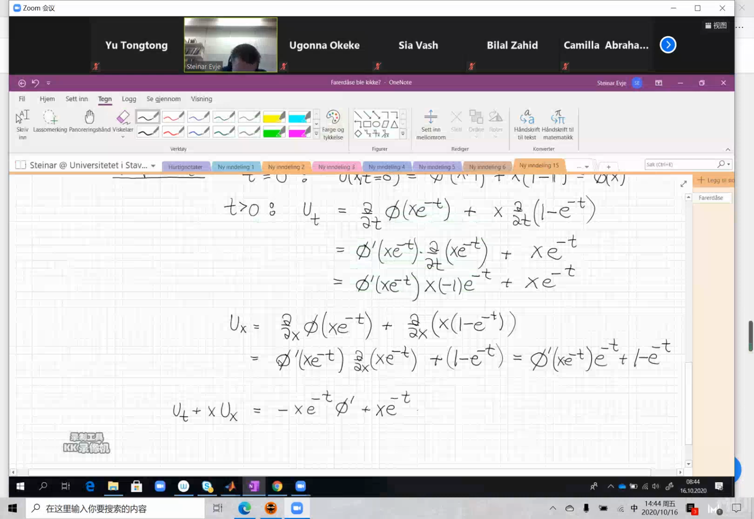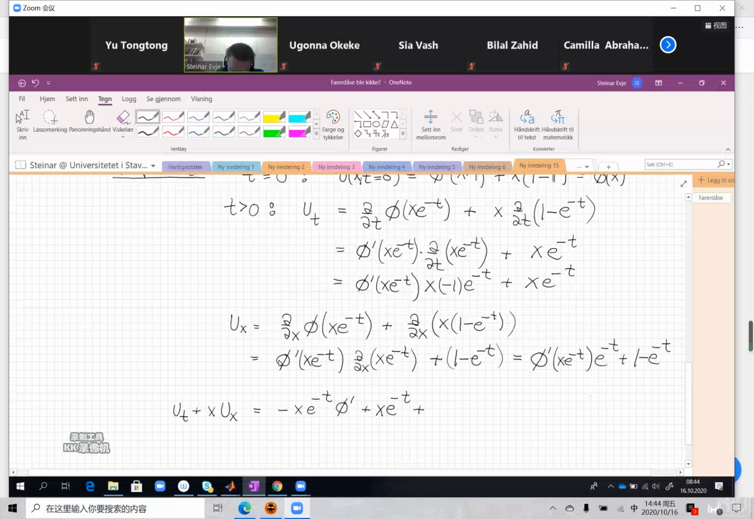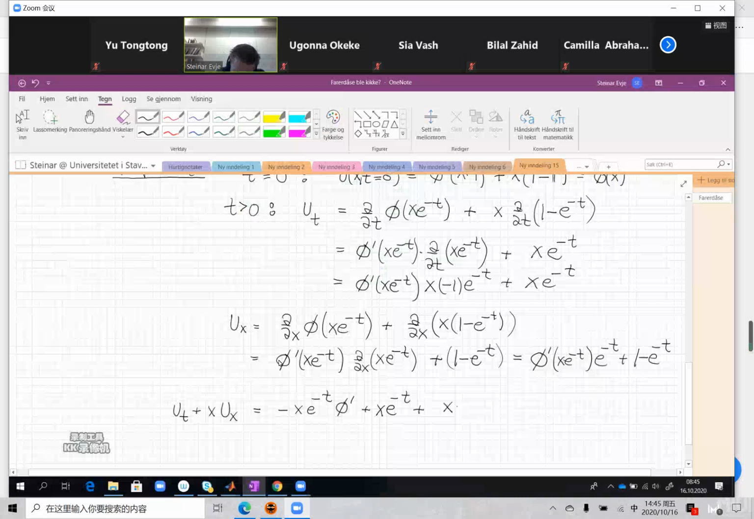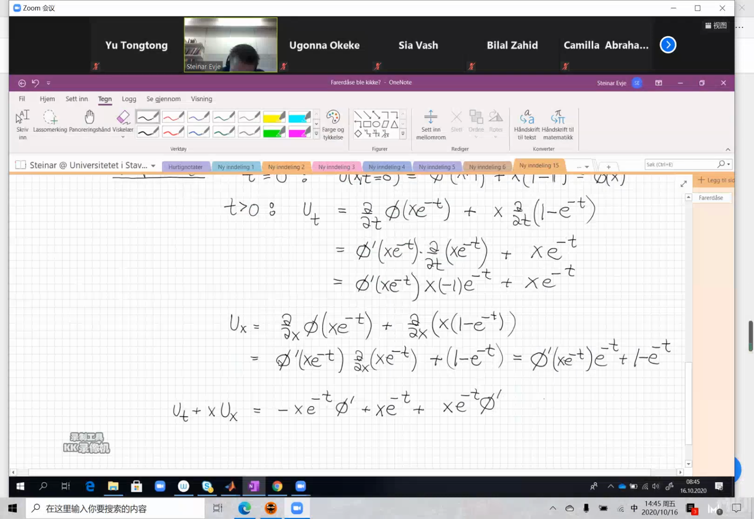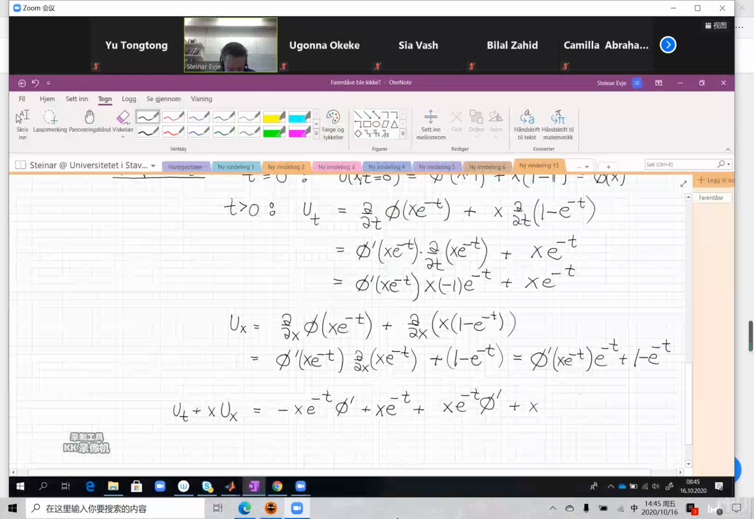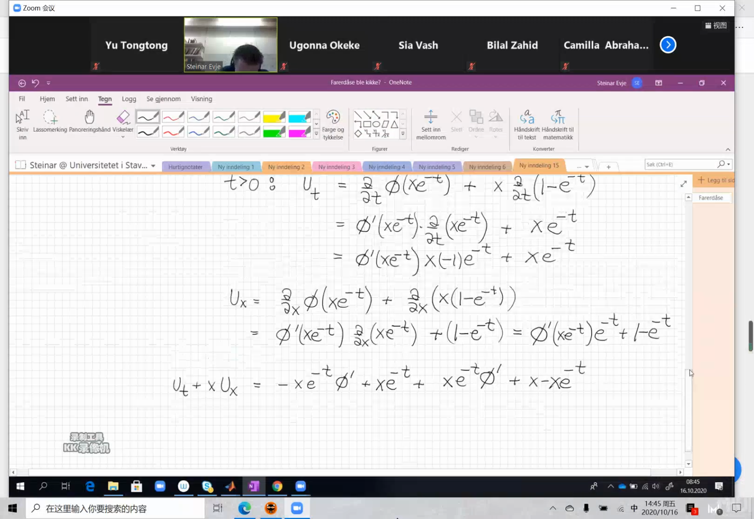plus, and then we have x that should be multiplied by ux, and that will give us x e to the minus t phi prime plus x minus x e to the minus t. So let's hope that this will give us a good result.